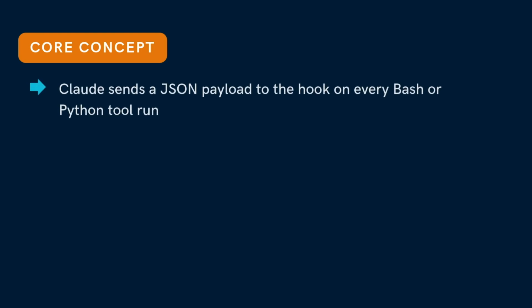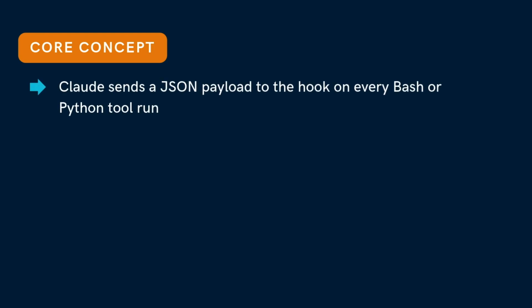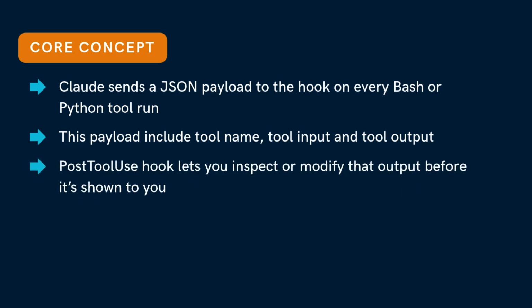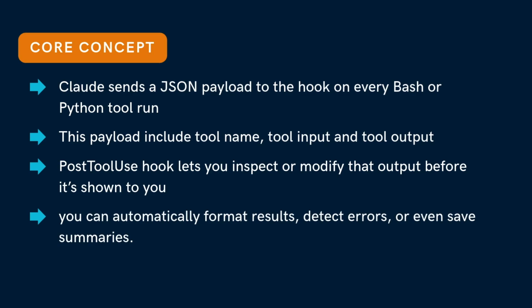Every time Claude runs a tool like Bash or Python, the hook receives a JSON payload. It includes details like the tool name, tool input, and the tool output. The PostToolUse hook lets you inspect or modify that output before it's shown to you. This means you can automatically format results, detect errors, or even save summaries.